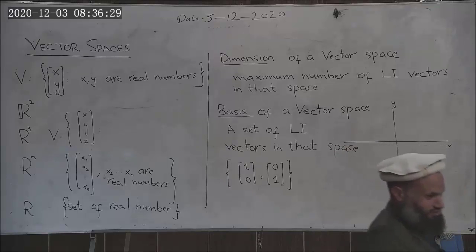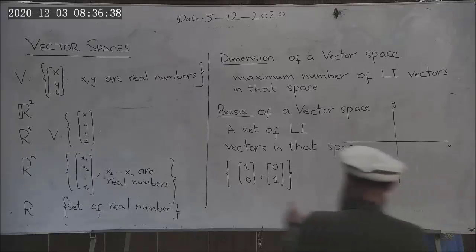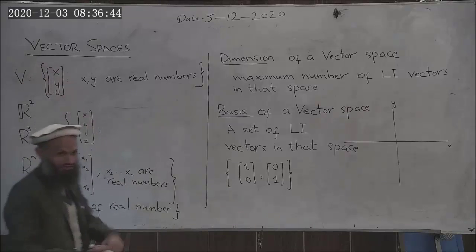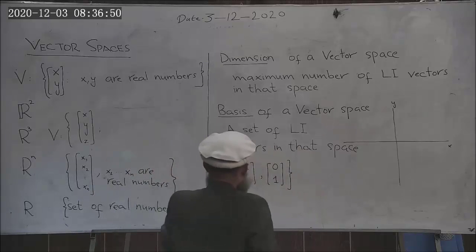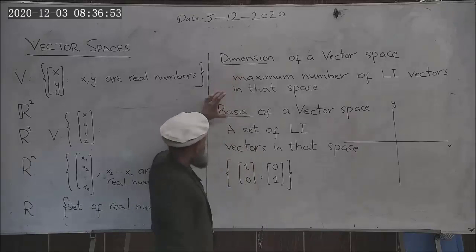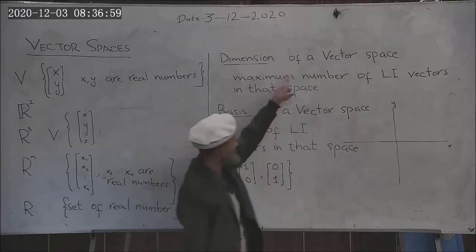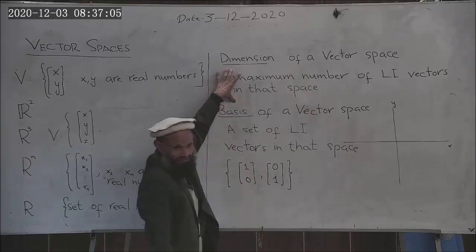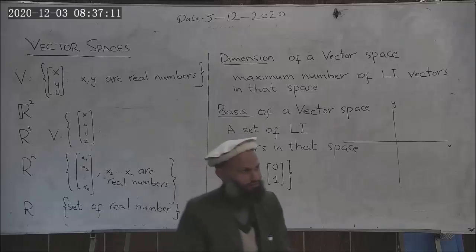0, 0 is not linearly independent. We say that it is linearly dependent to every vector that is an element of this space. 0, 0 is an element of this space. However, that vector is not linearly independent. So dimension is the number and basis is the set. So the number of elements in the basis is equal to the dimension. So if the dimension of R2 is 2, then there will be 2 vectors in the basis set, right?